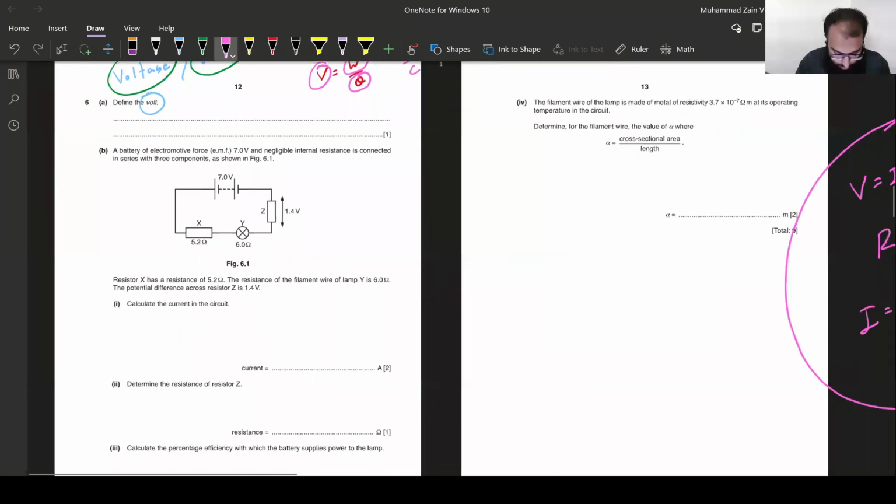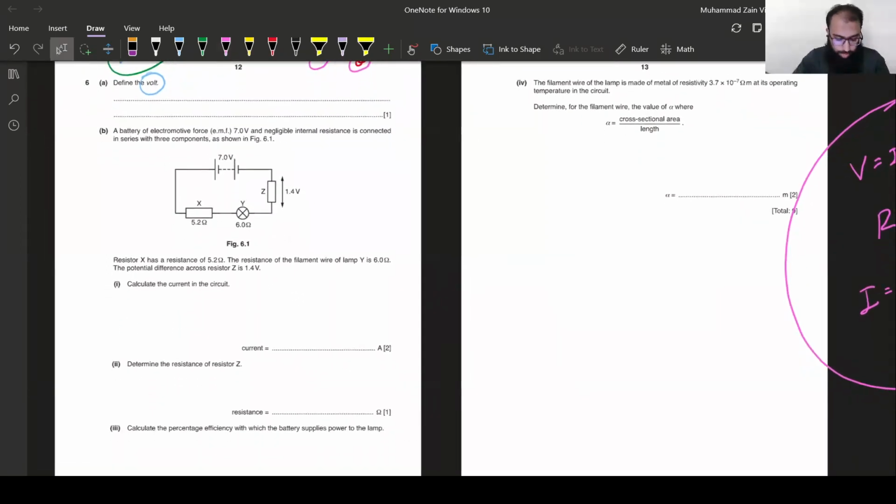Okay, moving on. A battery of electromotive force EMF 7 volts and negligible internal resistance is connected in series with 3 components as shown in figure 6.1. Resistor X has a resistance of 5.2 ohms. The resistance of the filament wire of the lamp is 6 ohms. The potential difference across resistor Z is 1.4 volts. Calculate the current in the circuit.